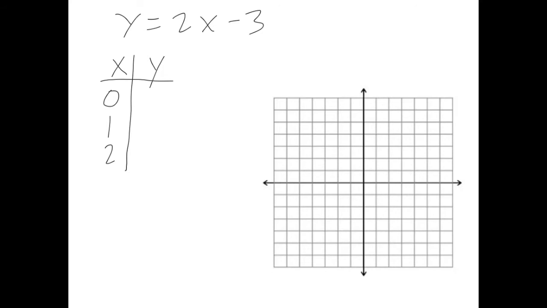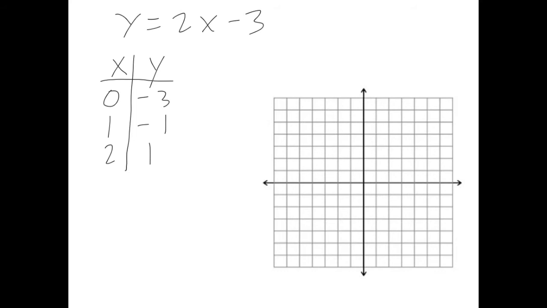So if we plug in 0, we will get 2 times 0, because 0 is now x. 2 times 0 is 0, and 0 minus 3 is negative 3. Same thing for 1. 2 times 1 is 2, and 2 minus 3 is negative 1. And 2 times 2 is 4. 4 minus 3 is 1. And then we would plot those on the graph.